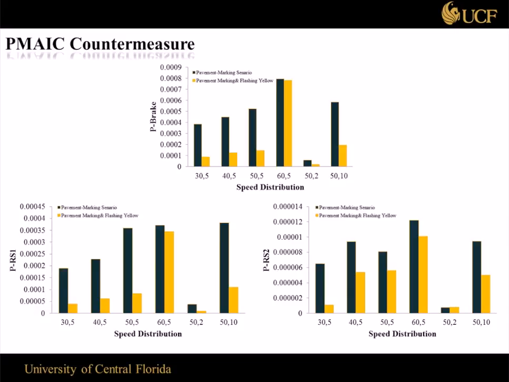These 3 figures show the comparison between the pavement marking countermeasure and the new countermeasure. As we can see, the new countermeasure can further decrease the rear-end crash risk. And during the simulation, no red light running violation was observed.